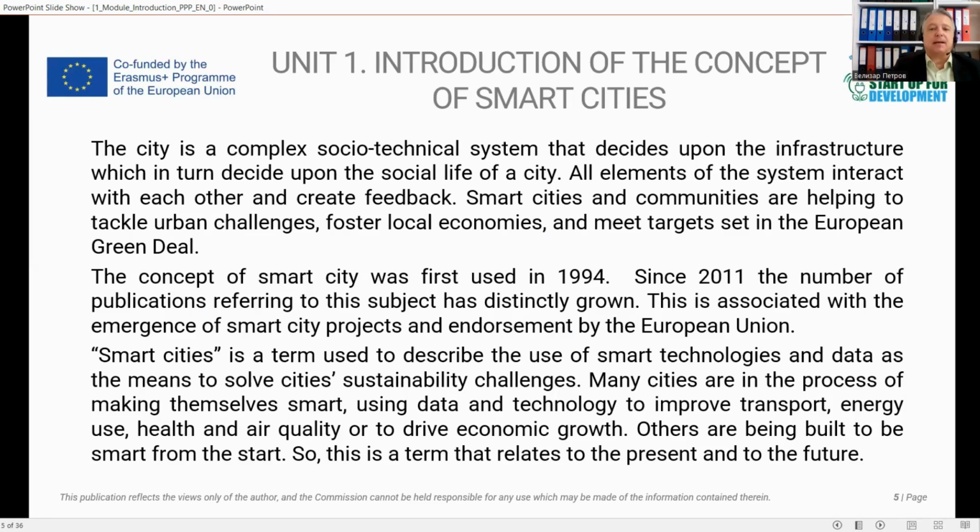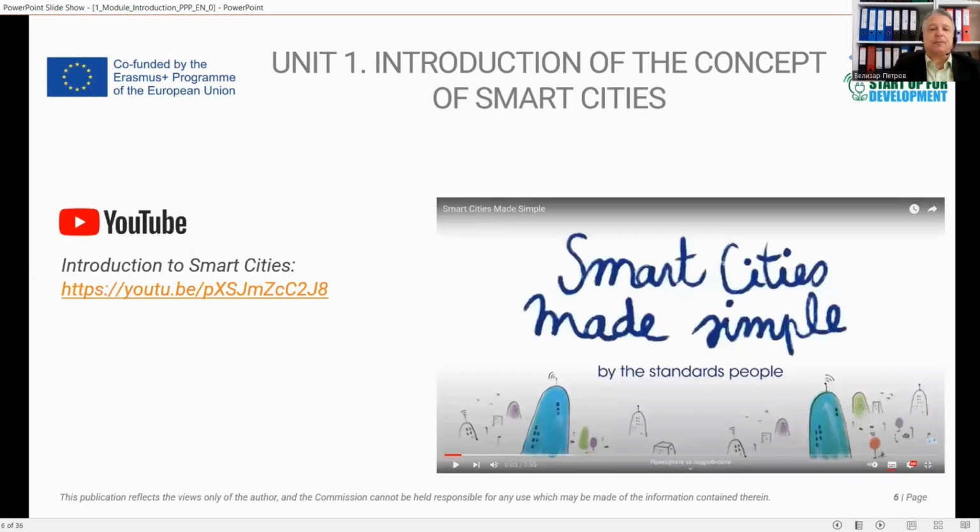Many cities are in the process of making themselves smart, using data and technology to improve transport, energy use, health and air quality, or to drive economic growth. Others are being built to be smart from the start. So this is a term that relates to the present and to the future. Here you can find a video about introduction to smart cities.